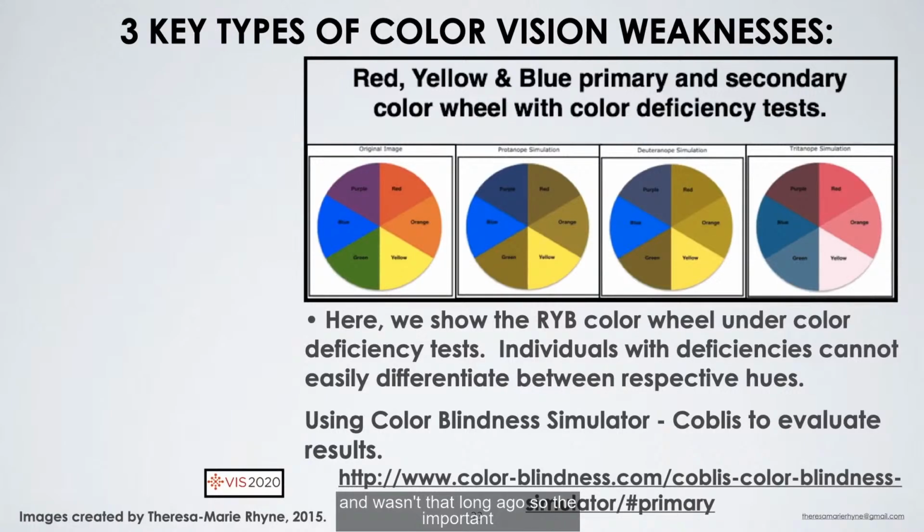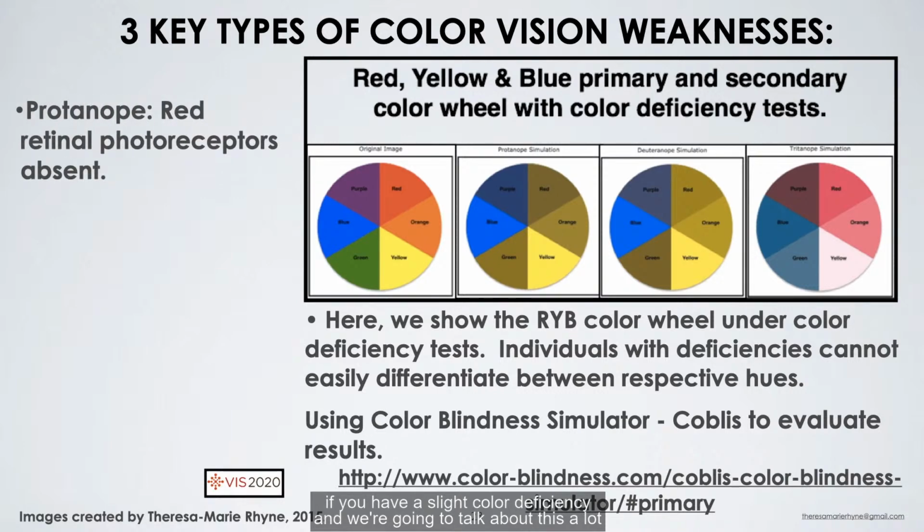So the important thing to now think about is color deficiencies, because now I've just told you that we have red, green, and blue cones firing in our eyes all the time. It turns out that if you have a slight color deficiency, and we're going to talk about this a lot, you could have something like protanopia, which would mean that your red retinal photoreceptors are absent or are not firing completely right. And that would mean that you're going to have some trouble telling the difference between red and green.